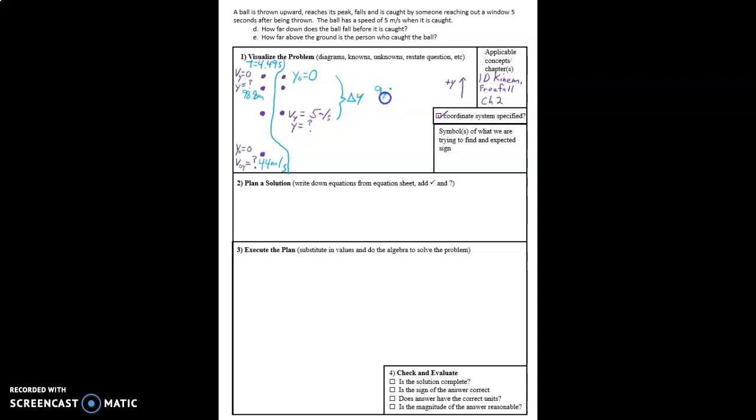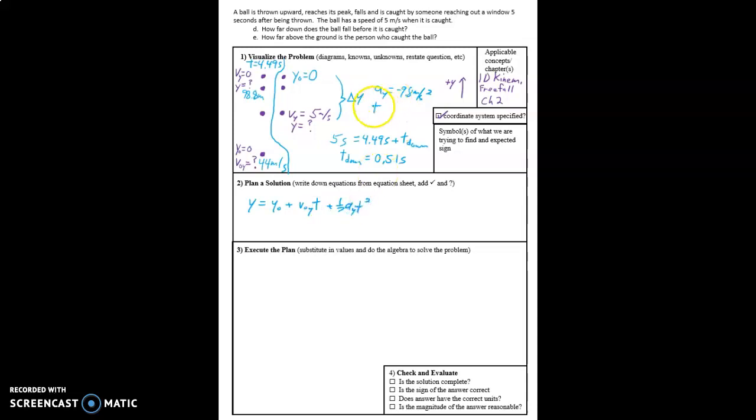And we know that the acceleration is negative 9.8 meters per second squared, and it's falling for a certain amount of time. Now we haven't explicitly solved for that, but we do know that the total time is 5 seconds, and we know it's going up for 4.9 seconds, so the time that it's going down must be 5 minus 4.9, and so the time for it to go down must be 0.51 seconds.